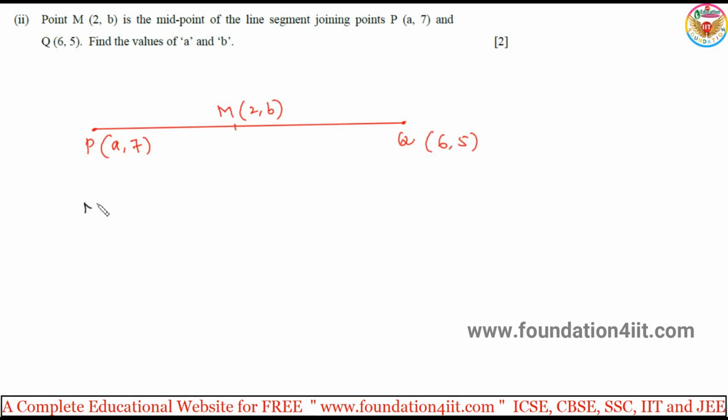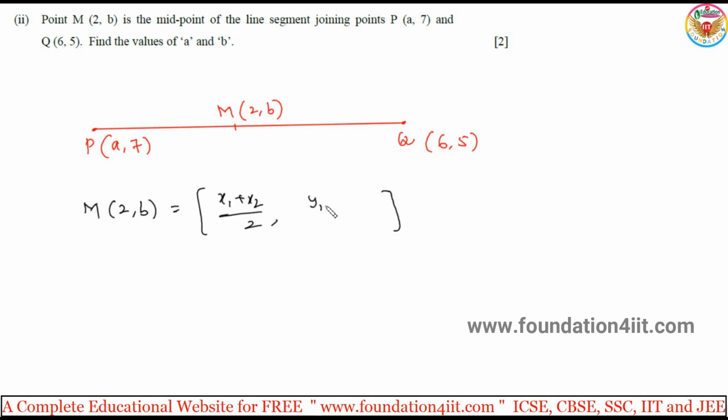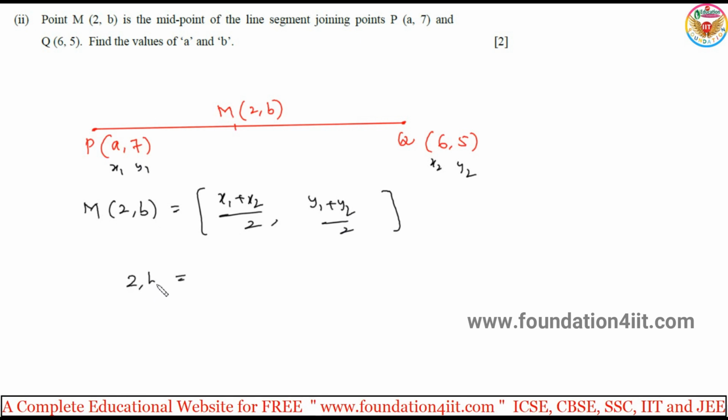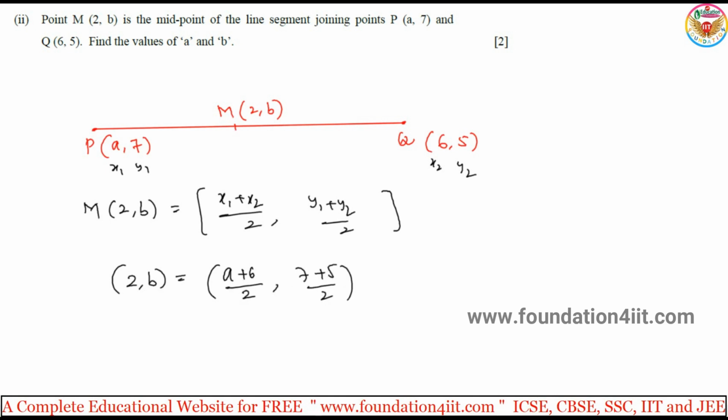We know the midpoint formula. M is 2 comma B. Midpoint formula is x1 plus x2 by 2 comma y1 plus y2 divided by 2. This is x1 and y1, this is x2 comma y2. Substitute in this. So 2 comma B is equal to A plus 6 divided by 2, 7 plus 5 divided by 2. When 2 points are equal, corresponding parts must be the same, right?